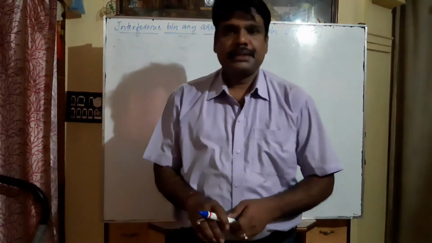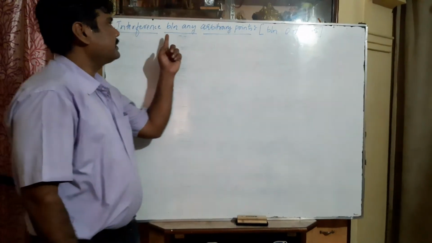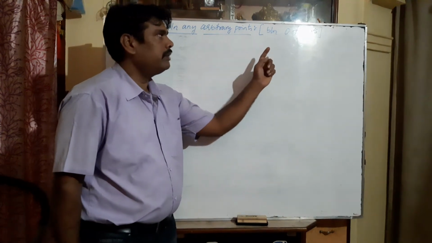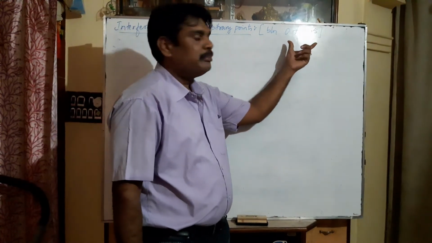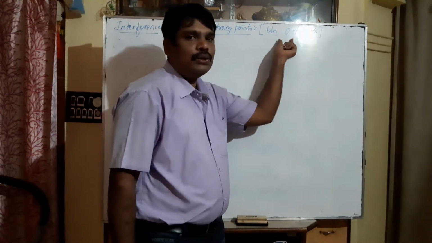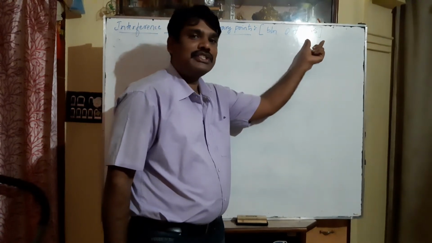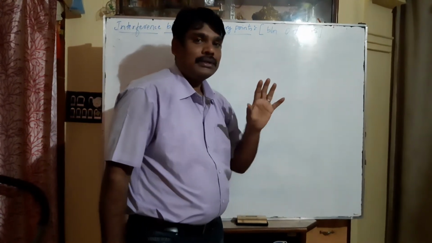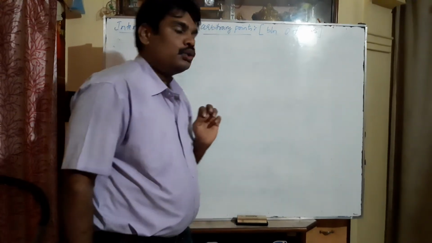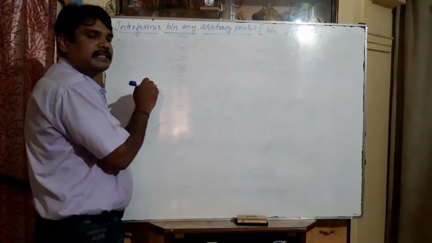Welcome back, students. Let us continue interference between any arbitrary points. As I told in the previous video, it means lies between 0 to 0.5. If it is exactly on 0, 100% constructive. If it is exactly on 0.5, 100% destructive interference. Suppose the point lies between these two numbers, then how to consider the mathematical formation of interference pattern?